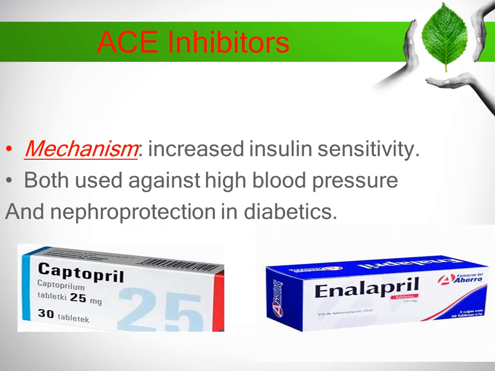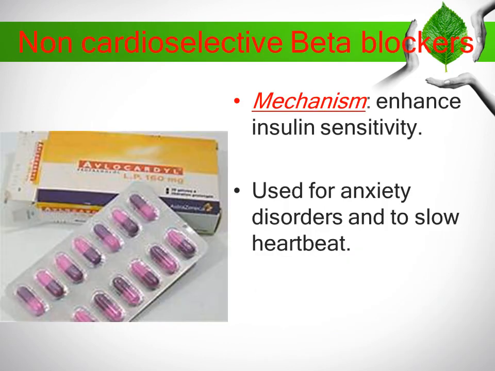We have some treatments used against high blood pressure called ACE inhibitors, ACE meaning angiotensin-converting enzyme inhibitors, like captopril and enalapril. Both of them are used to fight high blood pressure and to protect diabetic kidneys, and the mechanism involved is increasing insulin sensitivity. We also have non-cardioselective beta blockers, used against anxiety disorders and to slow the heartbeat. The mechanism involved is enhancing insulin sensitivity.